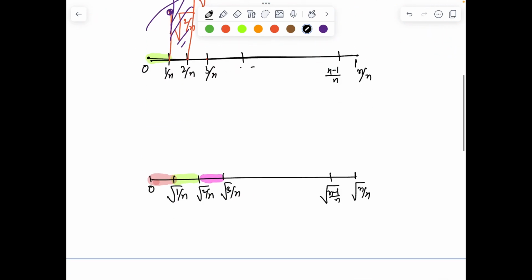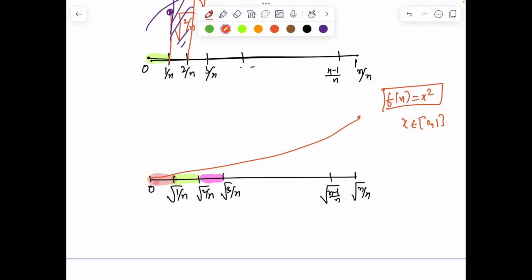Now what exactly do 1 by n, 2 by n, 3 by n represent? That's not very difficult, because corresponding to this I need a height of 1 by n, corresponding to this 2 by n, corresponding to this 3 by n. So it is basically the square of this. So we are going to get a function y equal to x square. If I consider a function f of x equal to x square, here of course I'm interested in the 0 to 1 interval.